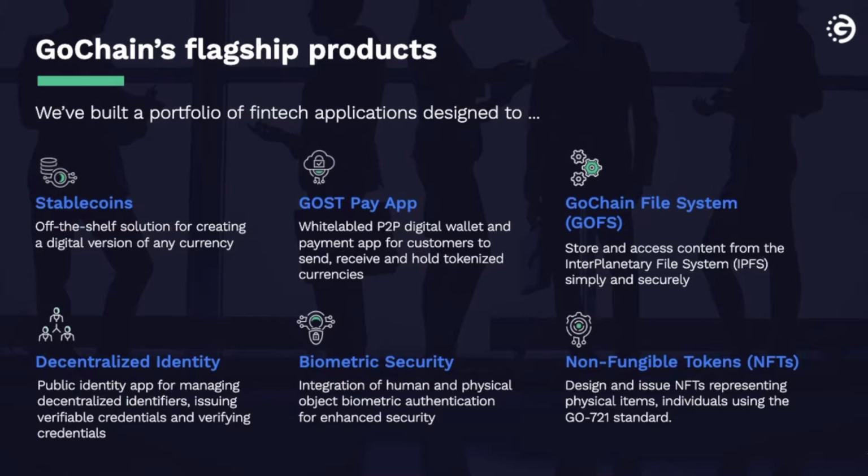Outside of that, we've also got things like non-fungible tokens. You may have heard of CryptoKitties or something like that, but you can make a token that's a one-of-one unique identifiable thing using our Go 721 standard. And then outside of that, we've also got decentralized identity tools that allow you to change the way that people interact and identify themselves on the blockchain.